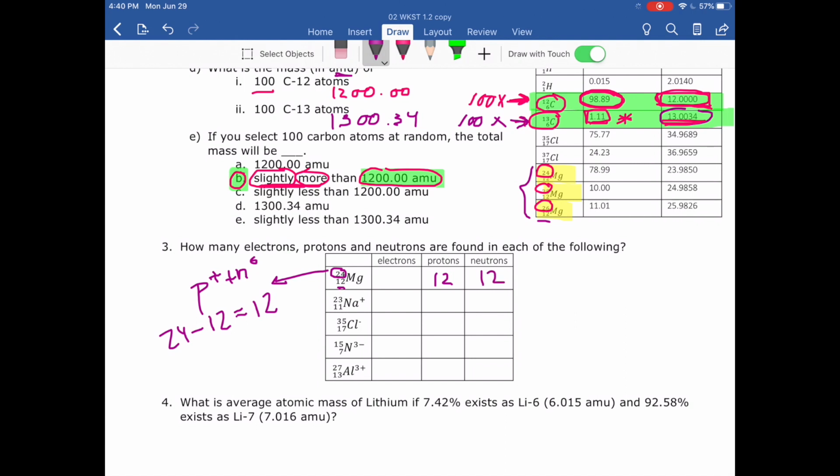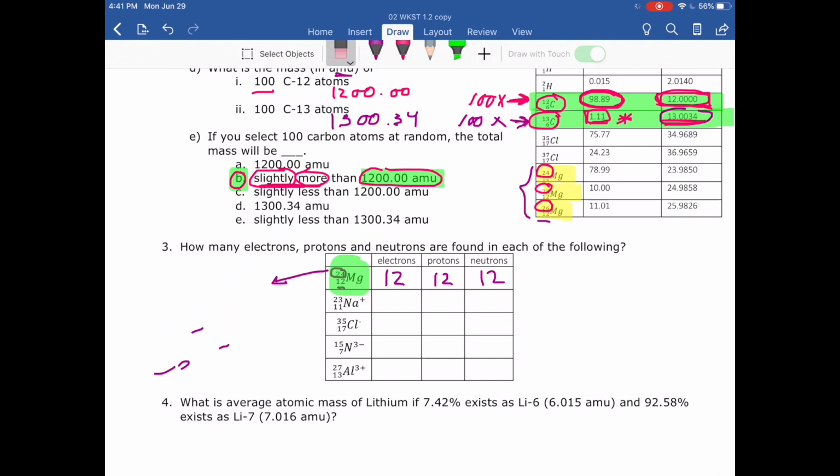Now, the electrons, because this isotope has no charge, having no charge means that the number of protons equals the number of electrons. That's why it has no charge, because the negative and the positive charges are balanced. So the number of electrons in this case has to be the same number as the protons. So it's going to be 12. Next one, sodium. I'm going to erase this so I can do the next one.